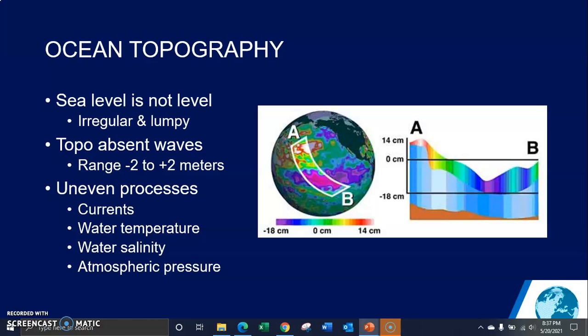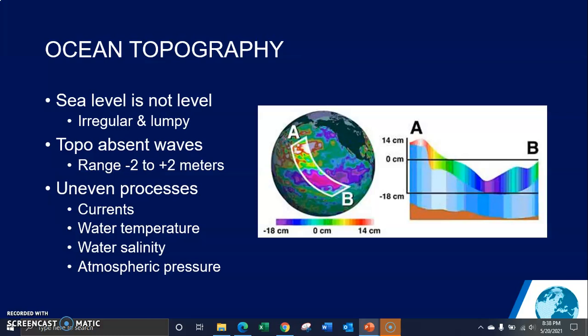Another thing that's very important and is also very interesting is that when most people think of sea level, they think of a very flat planar surface, when in fact it's not. The sea level is not level. It's a very irregular surface with a lot of lumps and bumps. And in fact, if we take away all wave factors on Earth, the range of topographic variation is anywhere between plus and minus 2 meters, so it's fairly significant.